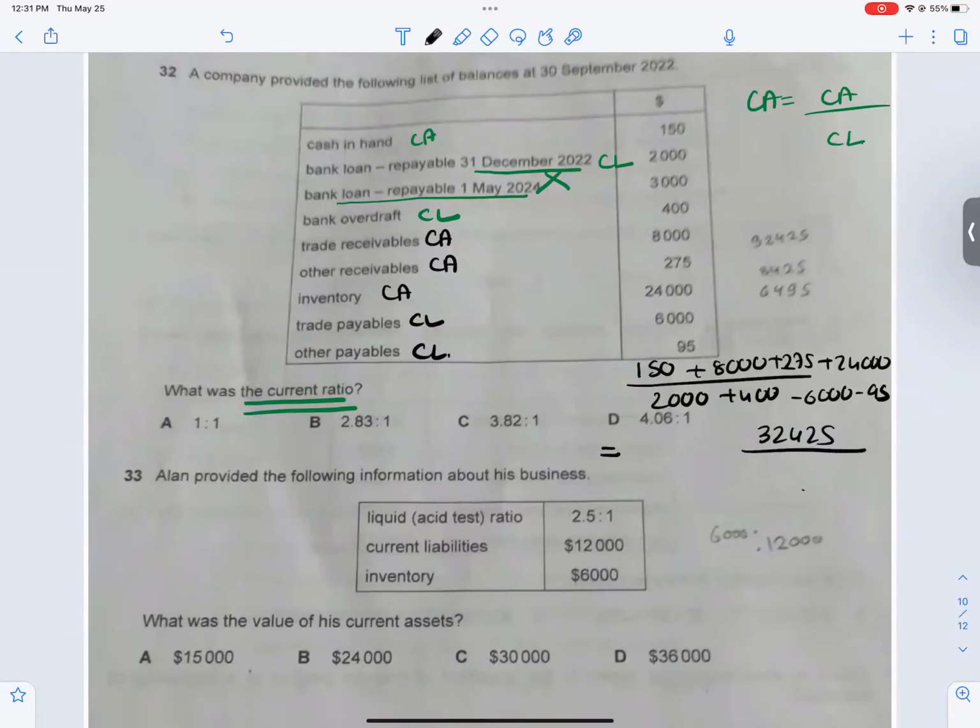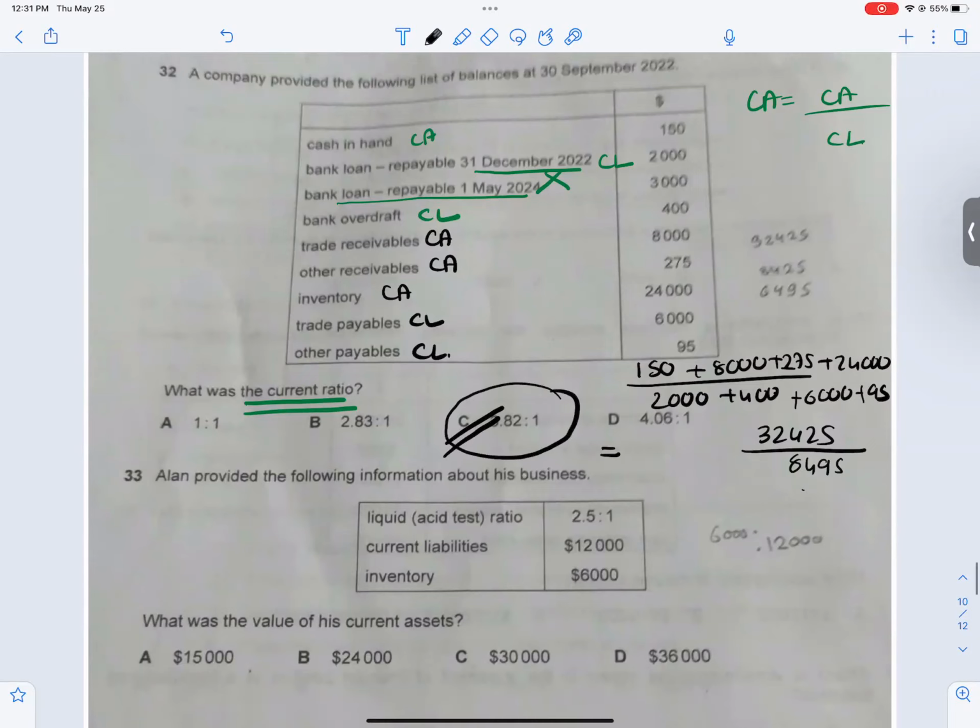And total of current liability is 2,400 plus 6,000 plus 95, 8,495. So 32,425 divided by 8,495. It is 3.816. So it is 3.82 to 1.